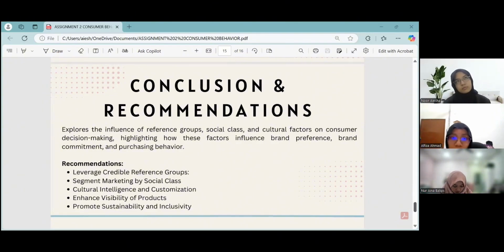So lastly is promote sustainability and inclusivity. To promote sustainability, it's actually to integrate socially responsible and environmentally friendly practices into marketing strategies, appealing to values prevalent across diverse cultures and subcultures.